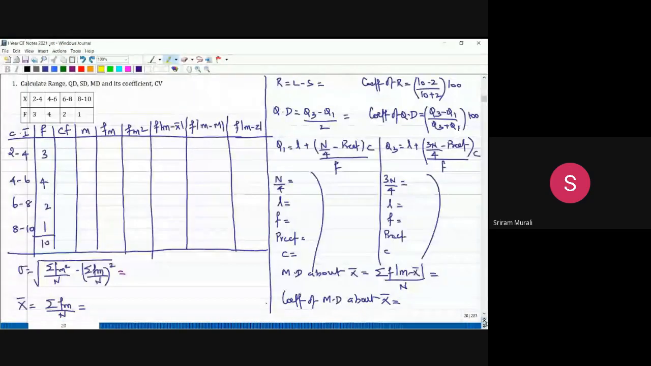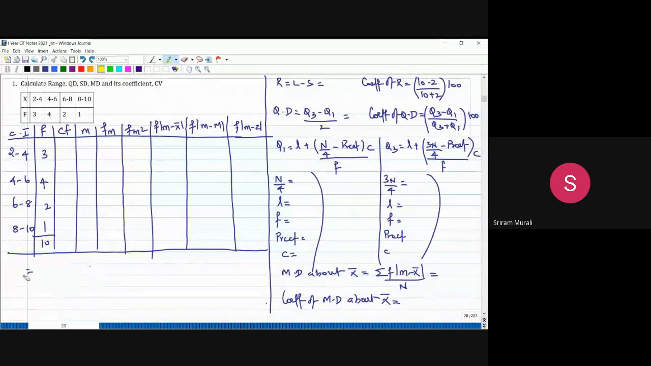Now I shall go to this one. This is a class interval, I mean continuous data, grouped data. Fortunately my class intervals are continuous. So what we want to do is compute mean, median, mode, range, quartile deviation for the grouped data. For grouped data, the formula will be slightly different. For example, the arithmetic mean is sigma fm by sigma f.